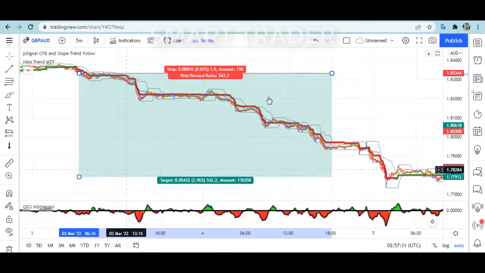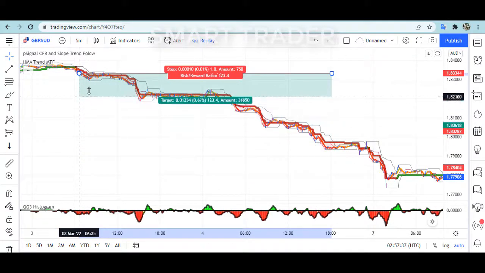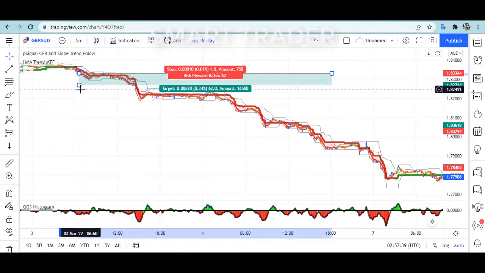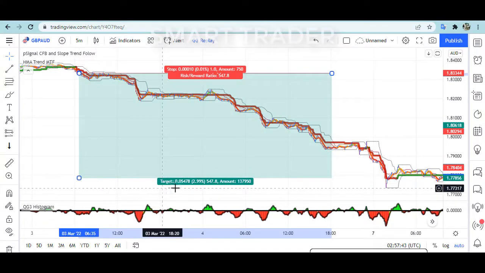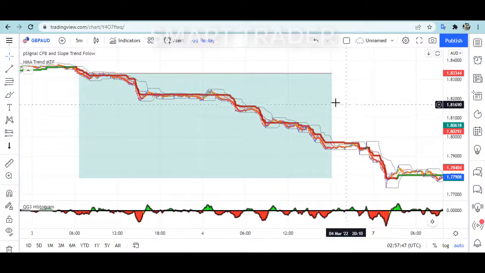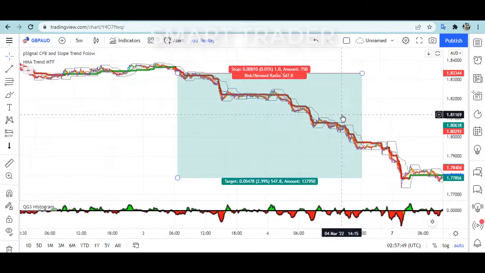Okay, we can hold for 500 pips, over 500 pips. Okay, I hope you understand this strategy. It's very simple and very effective if you follow the rules.